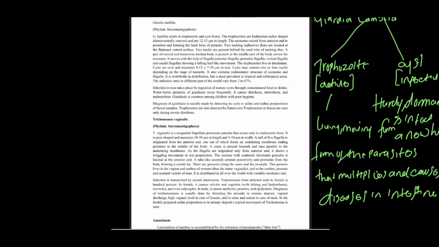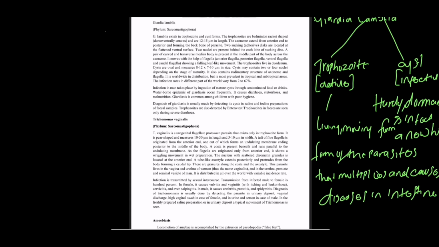I said that the Giardia lamblia exists in two forms: the trophozoite, which is the active form of the parasite, and the cyst, which is the infective stage. The trophozoite is the living and moving form of the parasite that multiplies and causes disease in the intestine. The cyst is hard and dormant, survives outside the body of the host, and can infect new hosts when ingested.